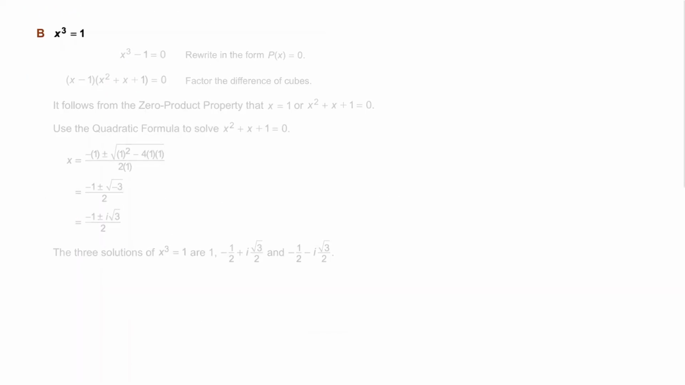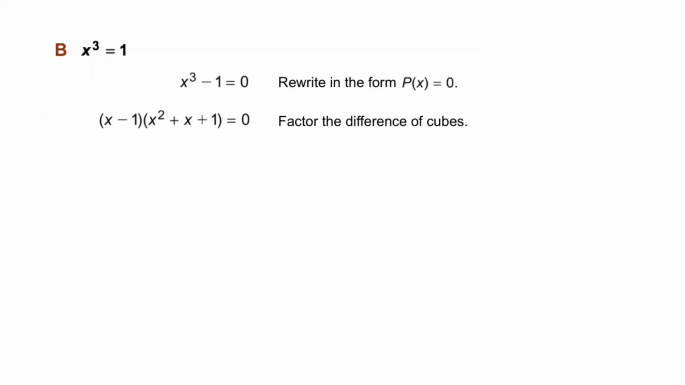Part B. How about the equation x cubed equals 1? Again, our first step, rewrite this equation in the form p of x equals 0. So x cubed minus 1 equals 0. And now we'll factor this difference of cubes. X cubed minus 1 can be rewritten as the binomial x minus 1 times the trinomial x squared plus x plus 1. The product of these two is still set equal to 0.